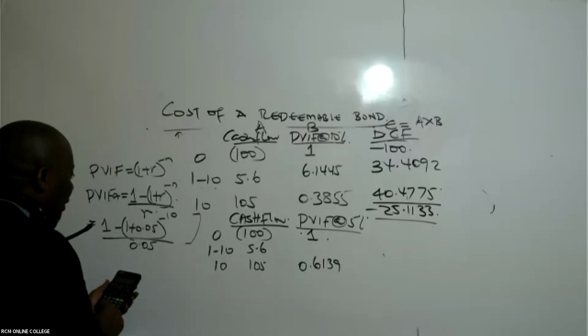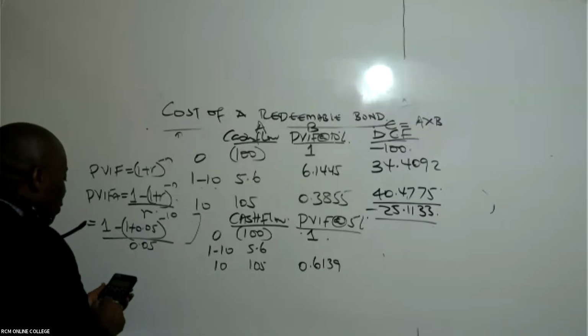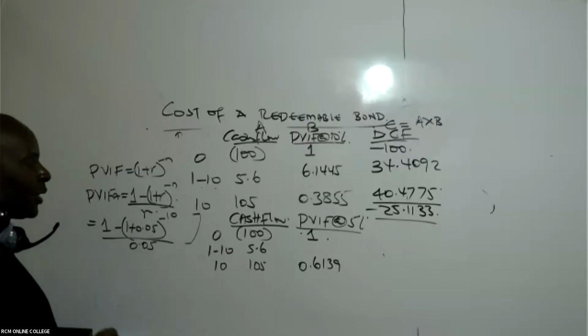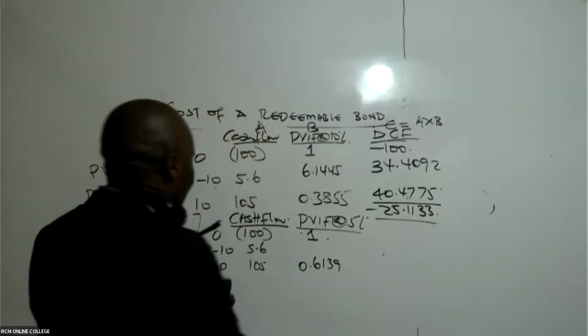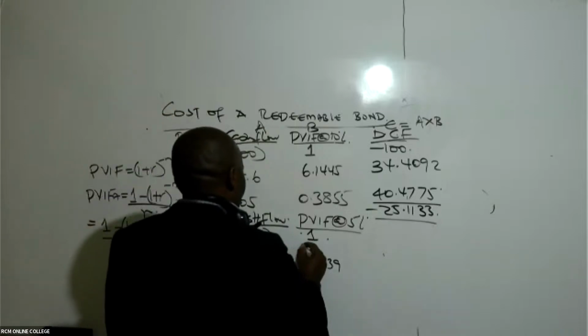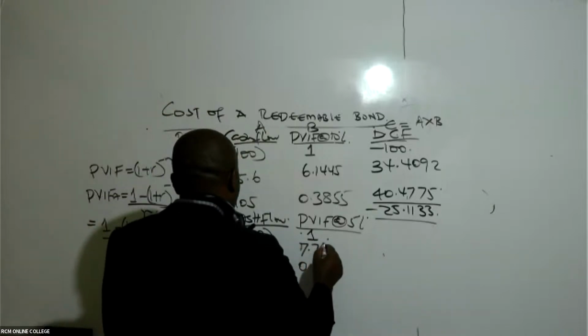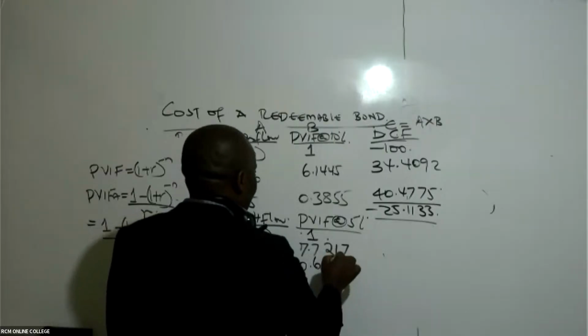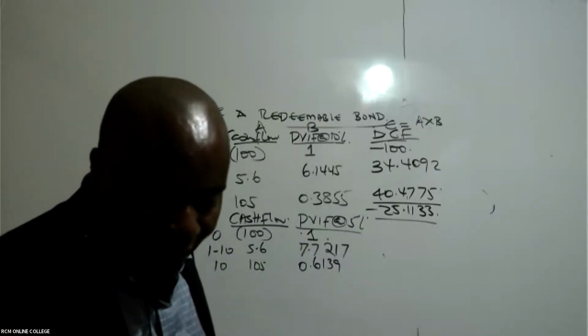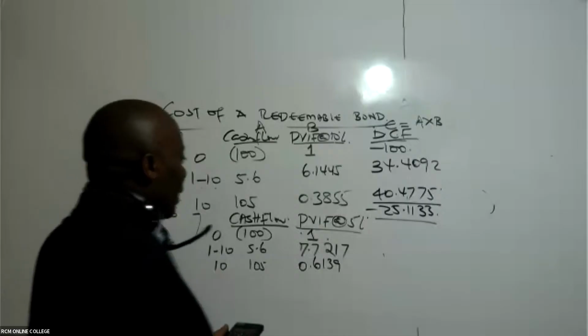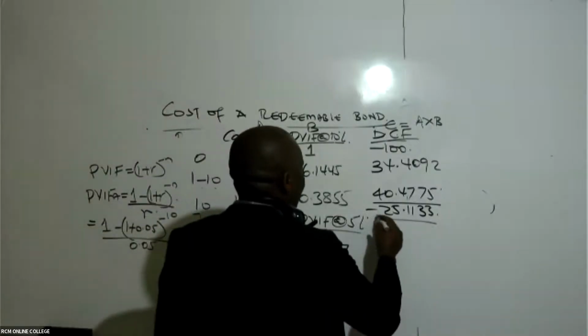I say equals. Whatever I get, I say divide by 0.05. Is there somebody who's getting 7.7 something? PV4 is 7.7 to 1.7. So please go ahead and give me the discounted cash flows before I answer.